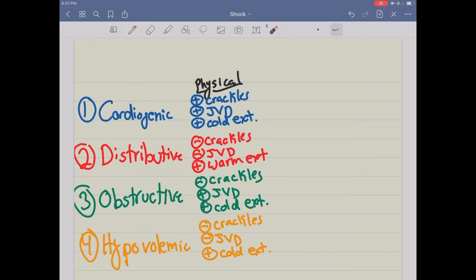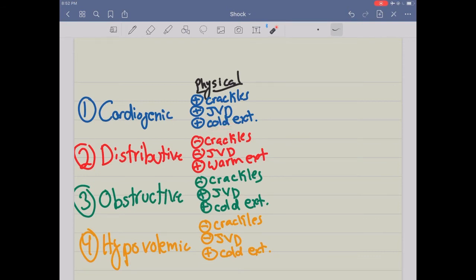So I want to talk a little bit about why you see these particular exam findings, why in cardiogenic you see crackles and cold extremities. So in cardiogenic shock that we're talking about here, you see crackles because the heart is not pumping. If the heart's not pumping, you're going to get a backflow of all this fluid from your left ventricle into your lungs, which causes your crackles. So it goes into the lungs here. Then from the lungs, it goes into your SVC, and that's what causes your JVD. And since there's no forward flow of blood, your muscles are going to try to constrict so that the blood can be rerouted to the vital organs, which causes cold extremities.